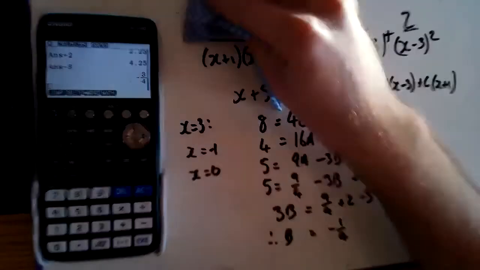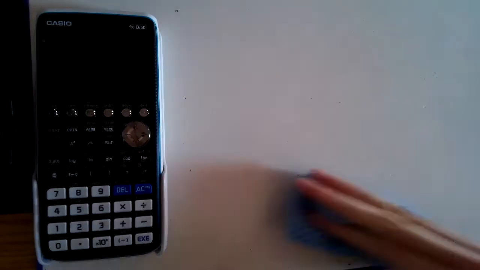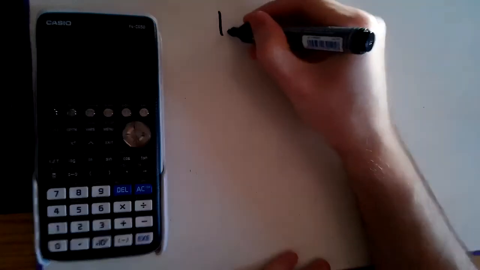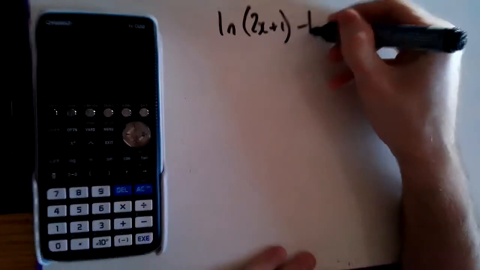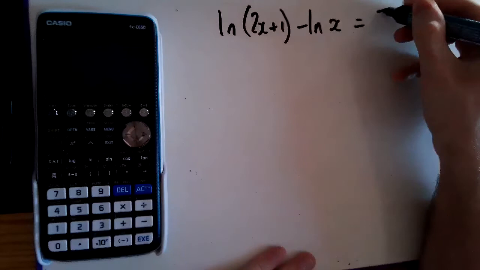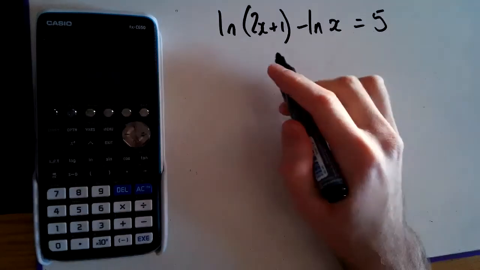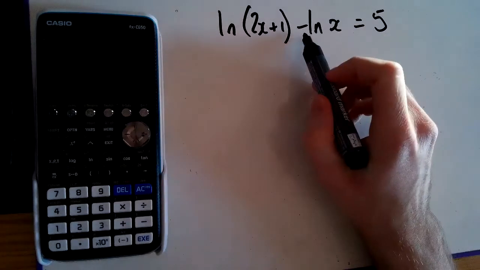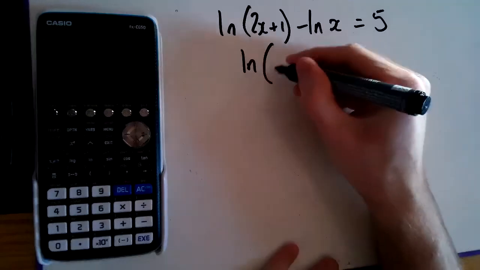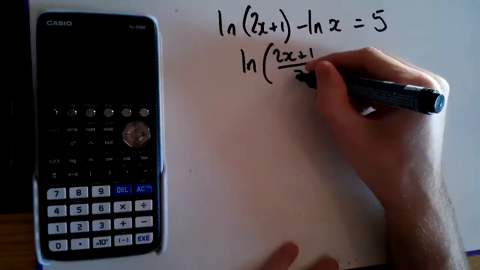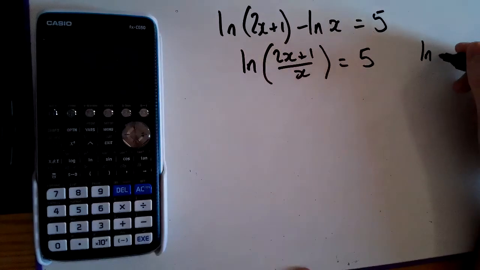Okay, fourth one. ln(2x plus 1), take away ln x equals 5. Now, remember, I can't just factorize out ln. That's the worst thing you can do with ln, remember. So instead, the rule is if I take away an ln, I can divide what's inside ln, so (2x plus 1) over x. Now, this side, I can leave as 5, or if you want, you can change to ln e to the 5.